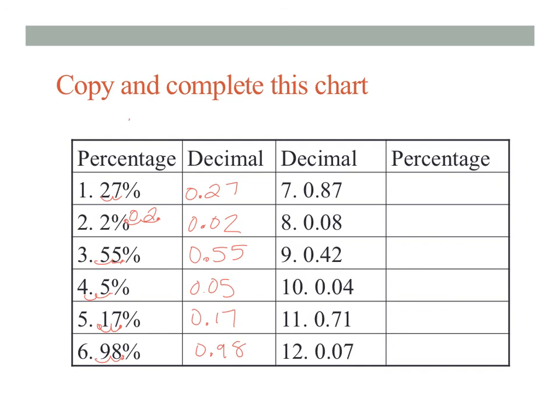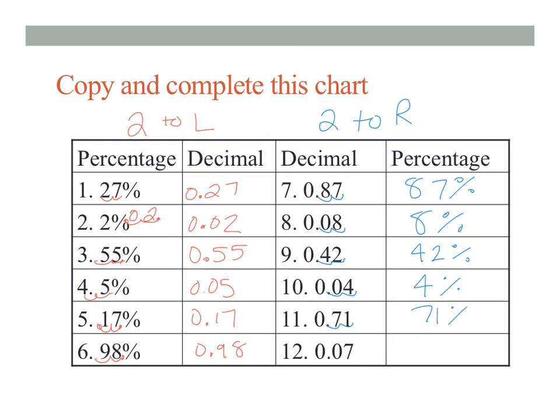Percent to decimal, you move the decimal point 2 to the left. From decimal to percent, however, you are going to move the decimal 2 to the right. 87%, 8%, 42%, 4%, 71%, and 7%.